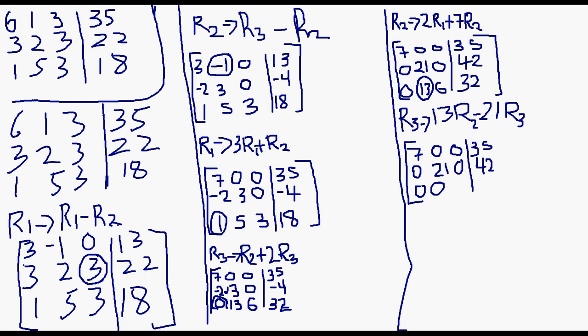13 times this is 0. 13 times 0 is 0. 21 times 6. So it is negative. So it is minus 126. So we are getting negative 126.